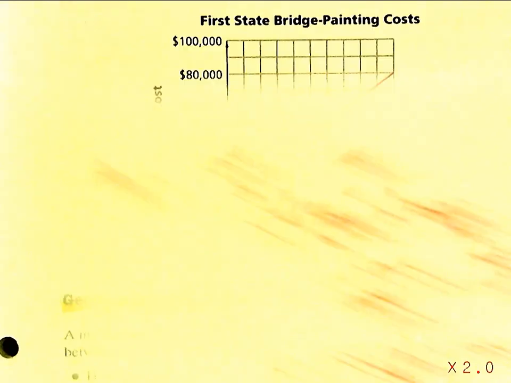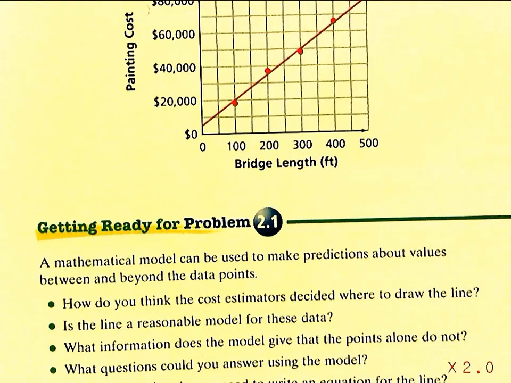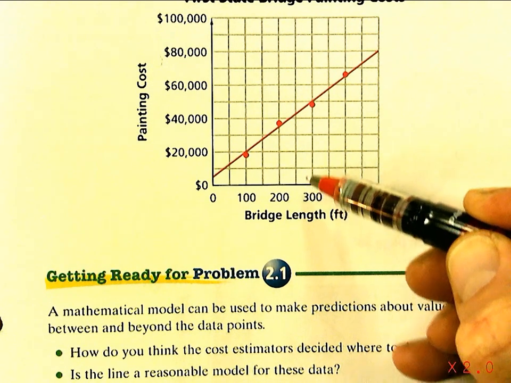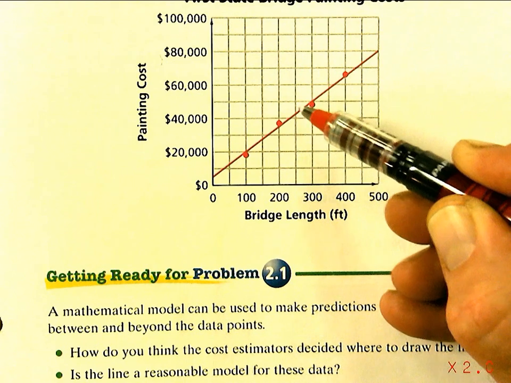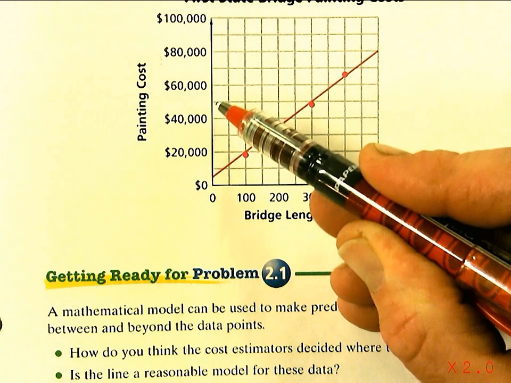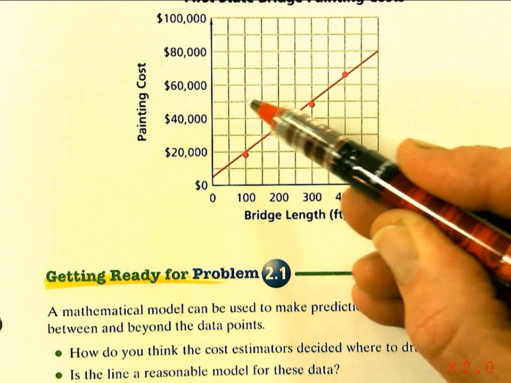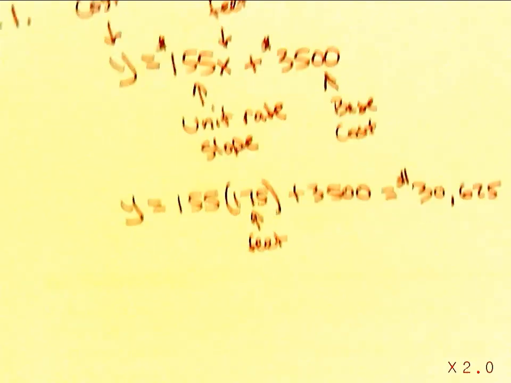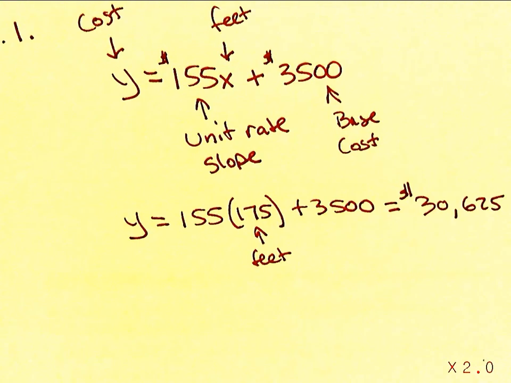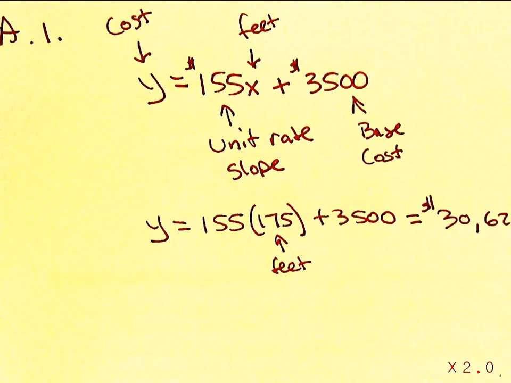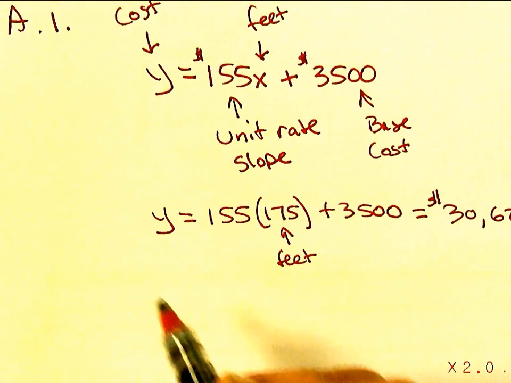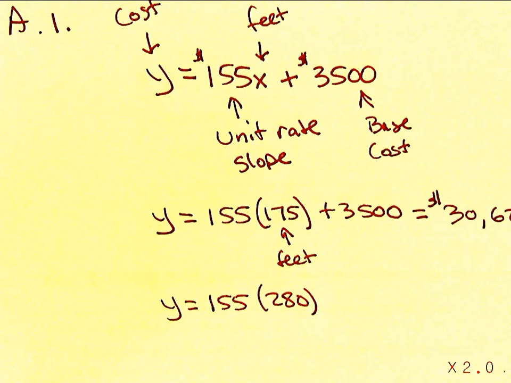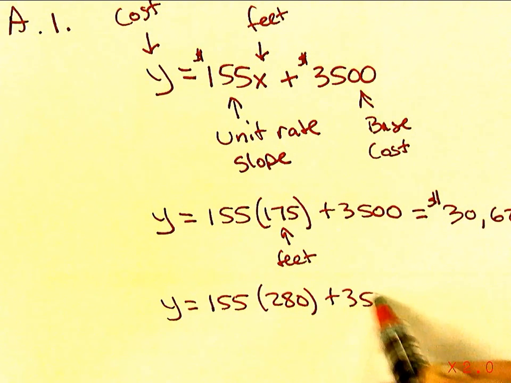And then the next part says, what if it's 280 feet long? Again, I could look at the chart and see 280 feet is somewhere right around here. That looks like it's going to be somewhere around $45,000 to $50,000 to paint that length of a bridge. But once again, I can get an exact, or at least a much closer value, if I just use the equation. If the bridge is 280 feet long, I'm going to put those numbers right into my equation. Y equals 155 times 280, that's the length of the bridge, plus the 3,500.